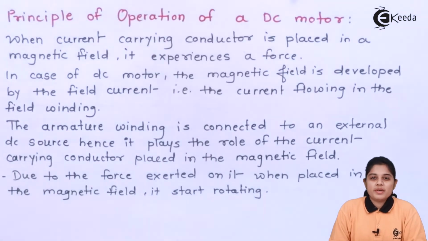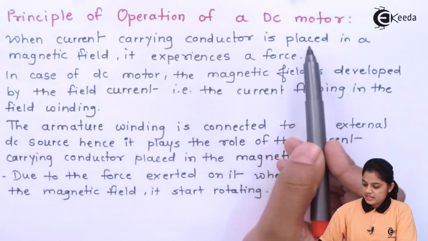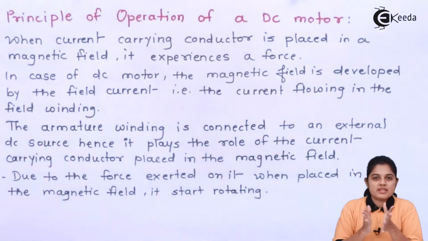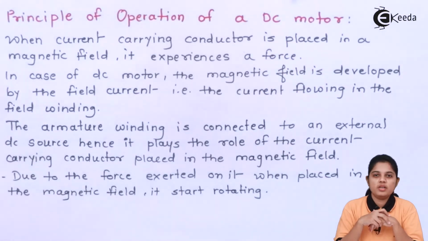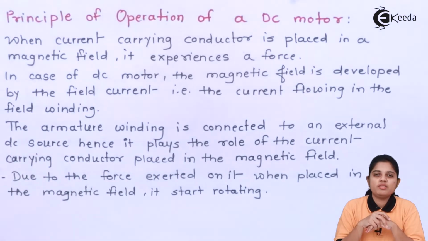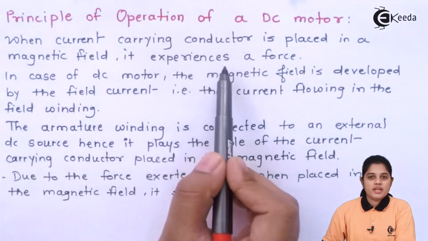Now let's see what the principle of operation of a DC motor is. When a current carrying conductor is placed in a magnetic field, it experiences a force. Whenever there is a winding, there is always a stator and a rotor. We have already discussed what the stator and rotor are, their major parts in the motor, and also the two different types of windings. There is always a current carrying conductor present, and if you keep that current carrying conductor in a magnetic field produced in the motor, in the winding, then it will experience a force.